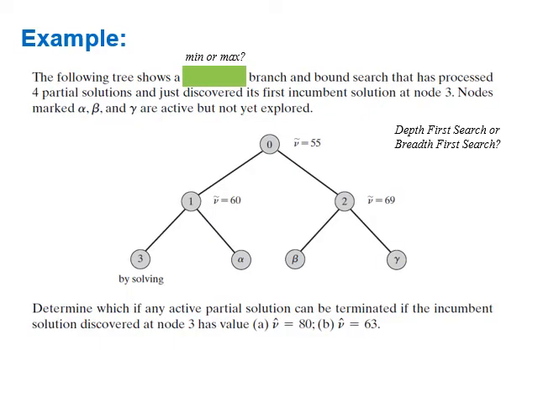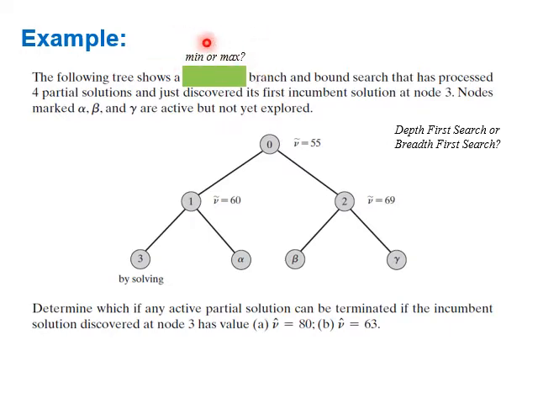Before starting our discussion with the binary variables, let's first make an example to improve our understanding of the branch and bound algorithm and how we can fathom nodes with respect to the bounds. So for this purpose, let's consider this example. It says that the following tree shows a branch and bound search. Okay, at this point, let's stop a little bit.